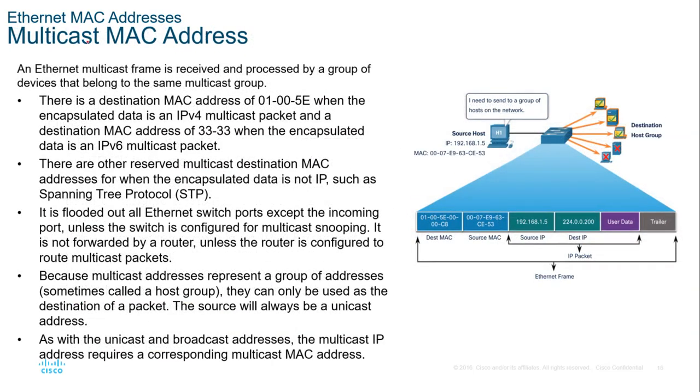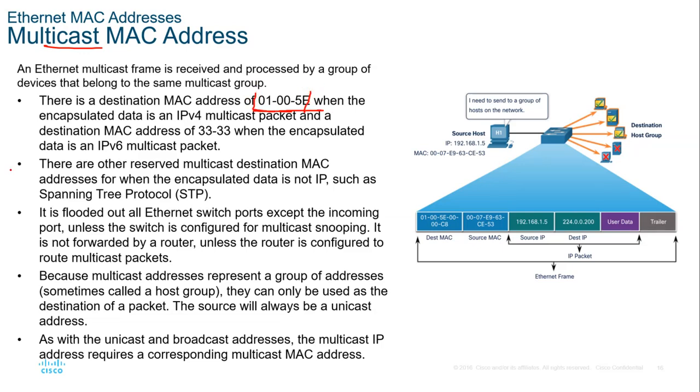Then we have what you call the multicast. An Ethernet multicast frame is received and processed by a group of devices that belong to the same multicast group. The destination MAC address must begin with 01-00-5E for multicast.